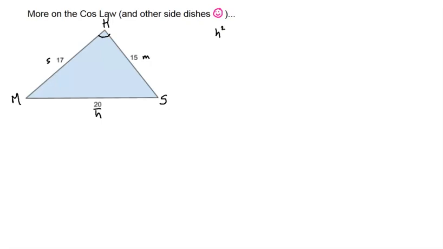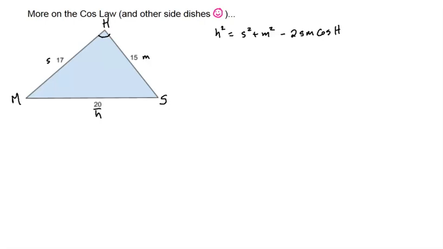You would say h squared is equal to s squared plus m squared. The order of those two letters doesn't matter. And then we have this slack term, minus 2sm cos, and in this case, it's going to be capital H. This is the formula for calculating the missing angle or the missing side. Now, when we're looking for the missing angle, it's always a little more complicated. So there is a trick where you can actually isolate the cos H all by itself. It takes a couple of steps, and then you can actually put this formula directly into your memory aid. So let's take a quick look at that.